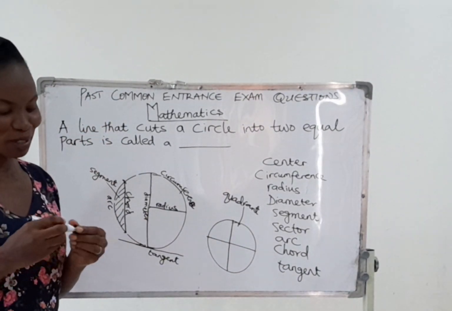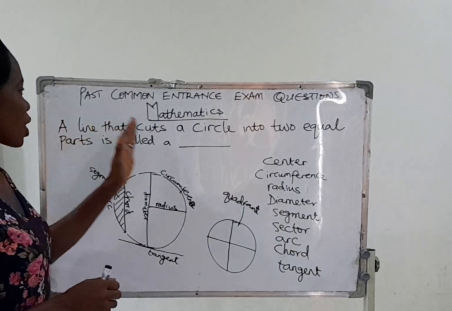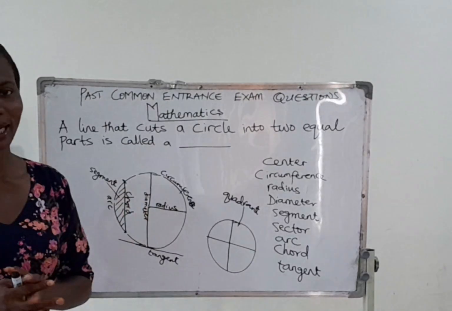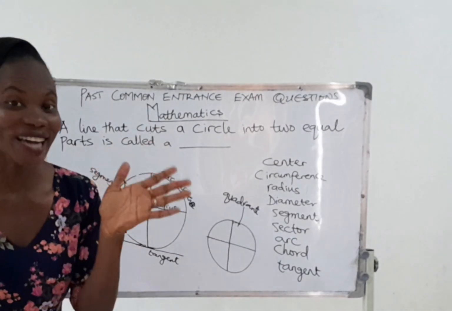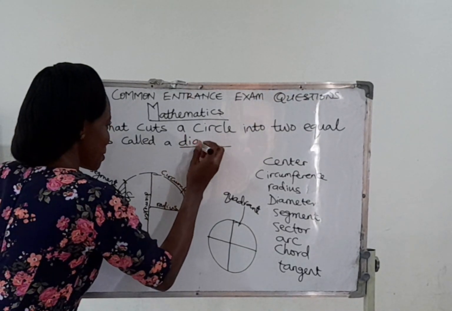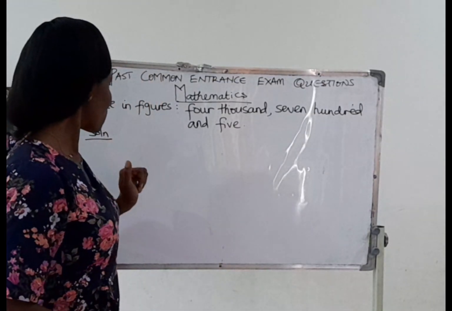So it's very interesting. Alright, so let's now answer this question. A line that cuts a circle into two equal parts is called, everybody, diameter. So it's called a diameter. Alright, so let's look at this next question.